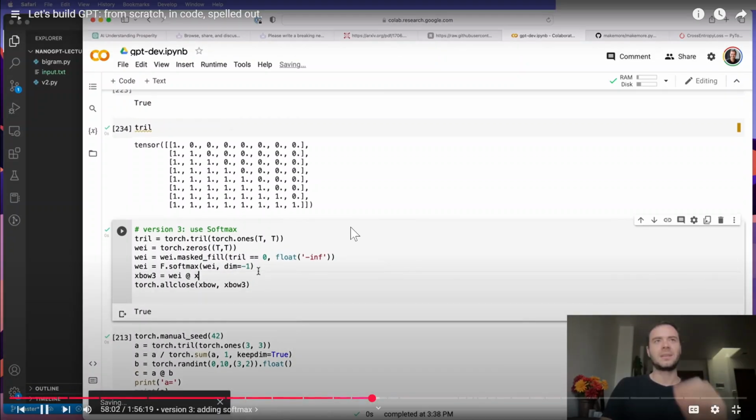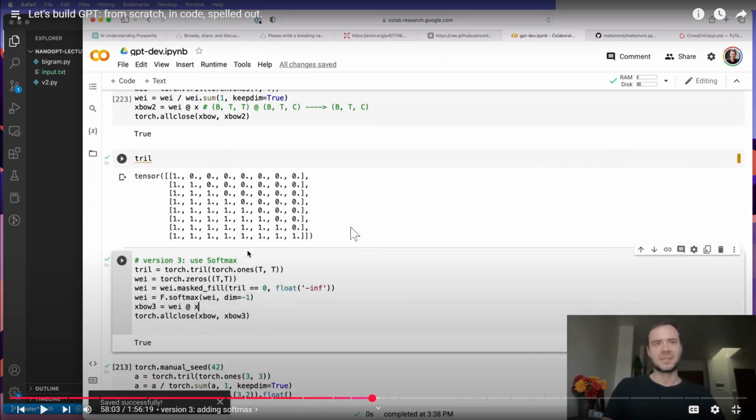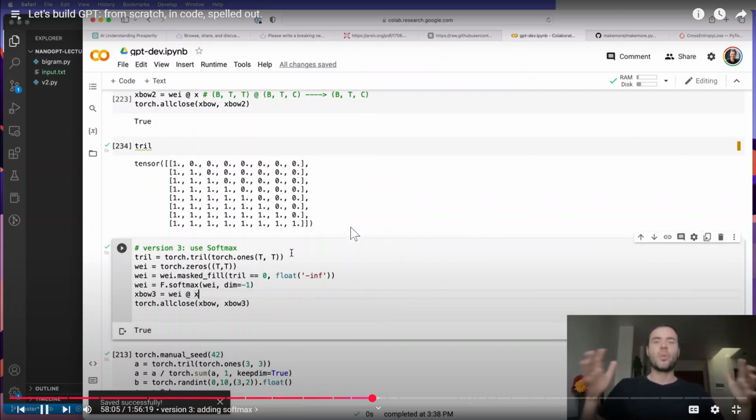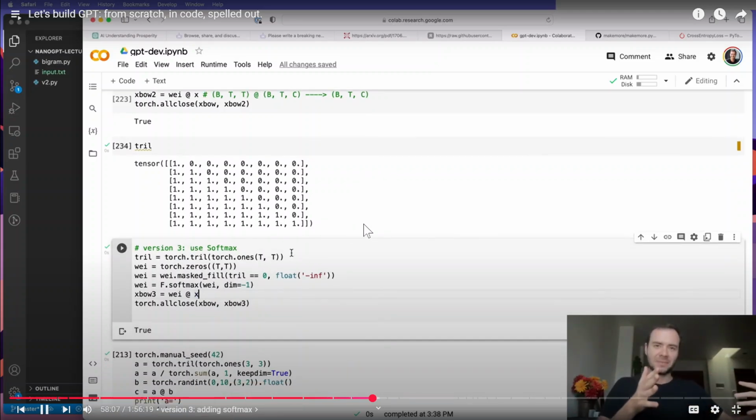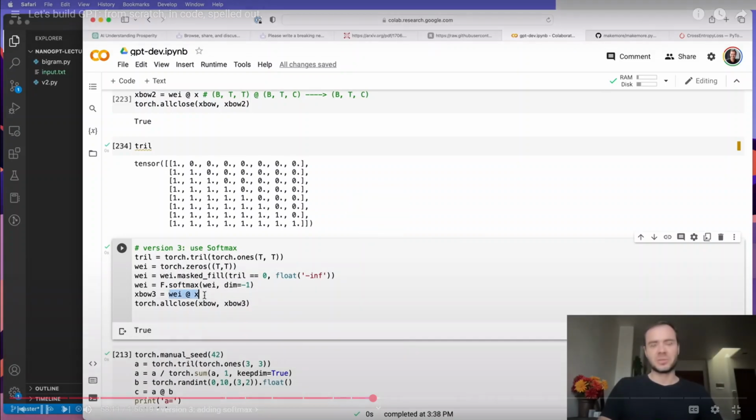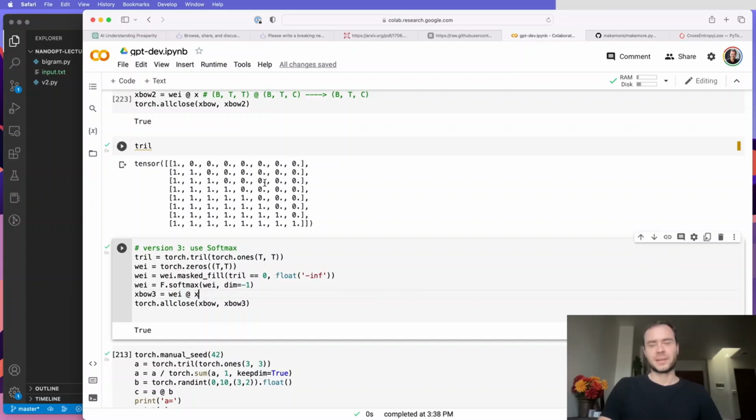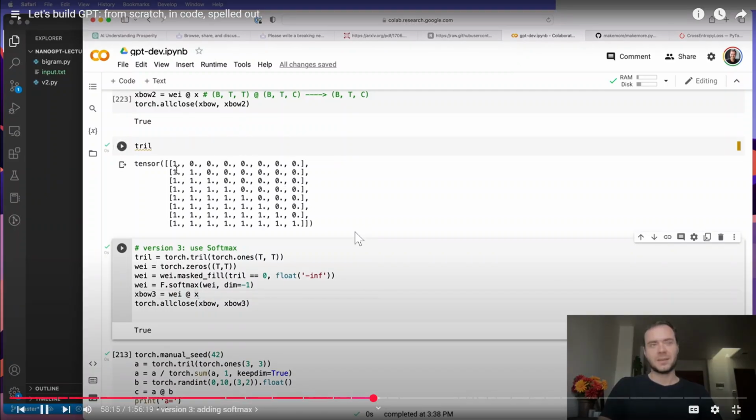And basically, long story short from this entire section is that you can do weighted aggregations of your past elements by using matrix multiplication of a lower triangular fashion. And then the elements here in the lower triangular part are telling you how much of each element fuses into this position. So we're going to use this trick now to develop the self-attention block.